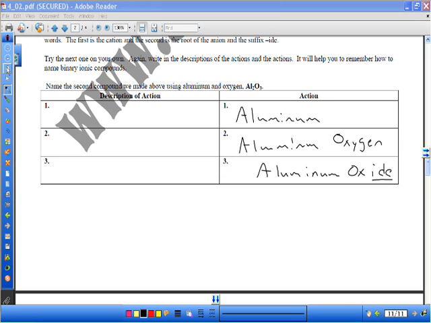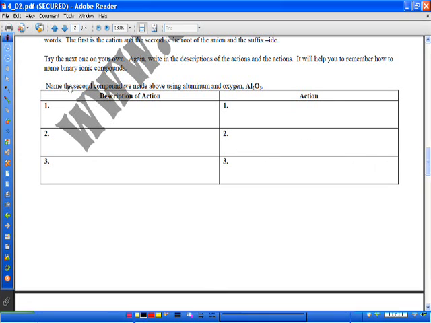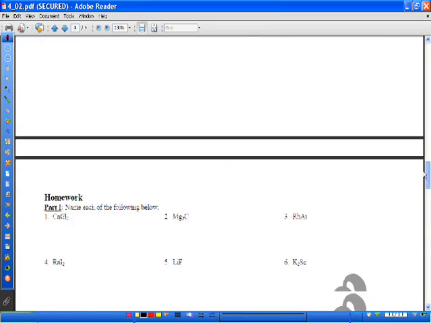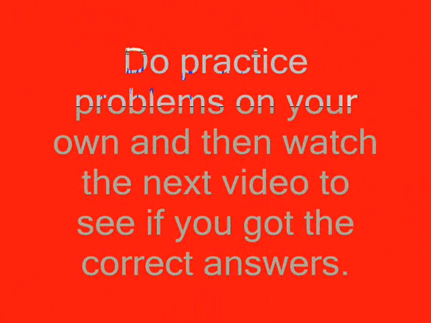Okay, that's going to conclude the notes section on how to write the formulas and name them. And then you can look on the next set of notes to actually work through the homework here.